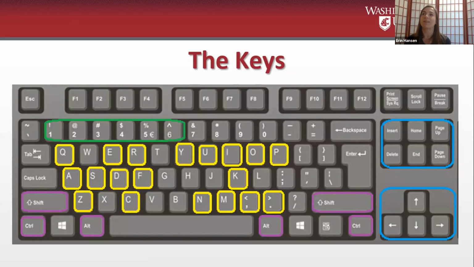The keys shown outlined in purple here are going to be the keys that we use most frequently. We'll also use the keys in the blue boxes, those being the up, down, right, and left arrows, page up, page down, home, end, insert, and delete, as well as some of the number keys, which you see highlighted in green up near the top. The keys highlighted in yellow, when paired with one of the keys in purple, are the most frequently used in today's presentation.